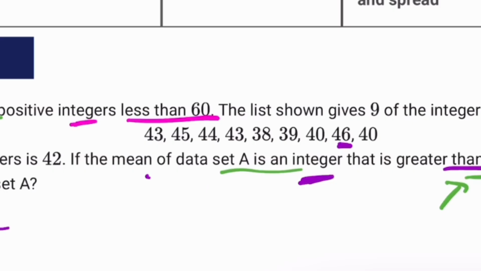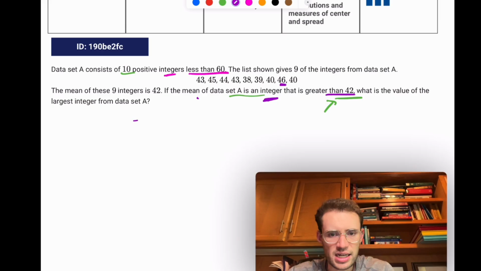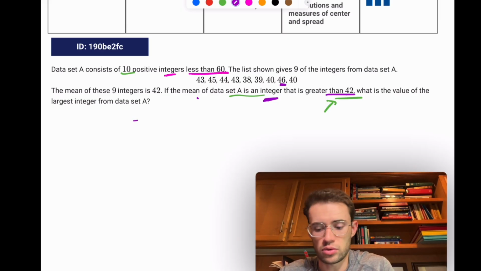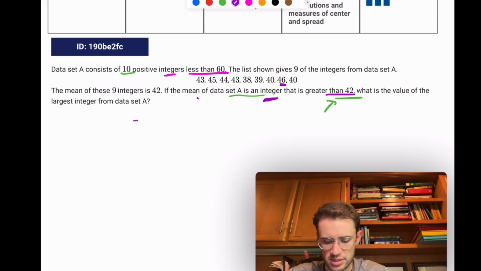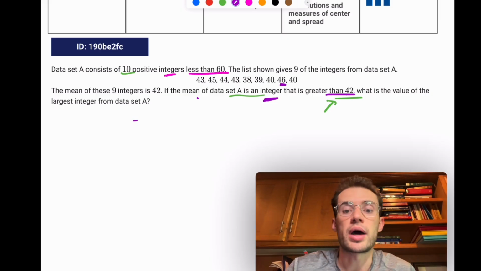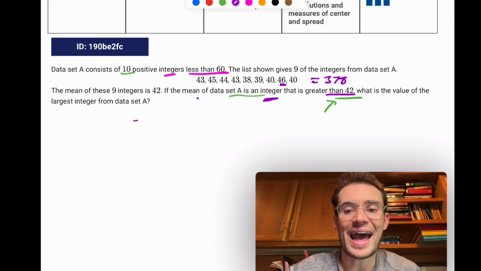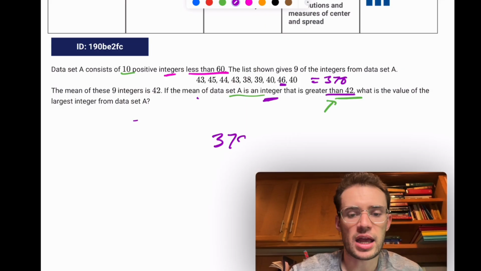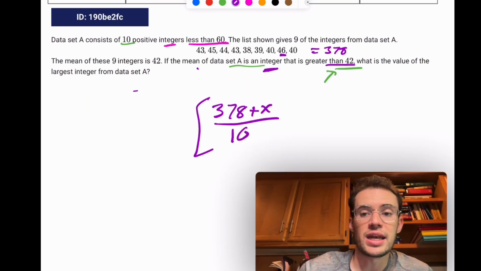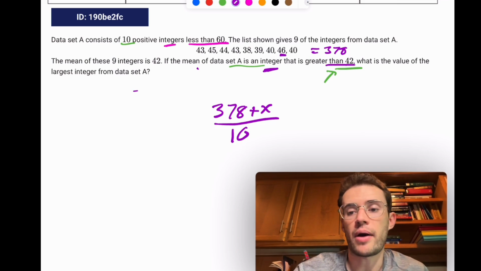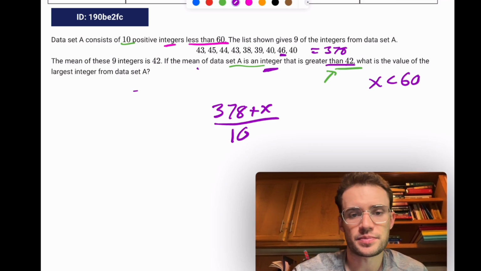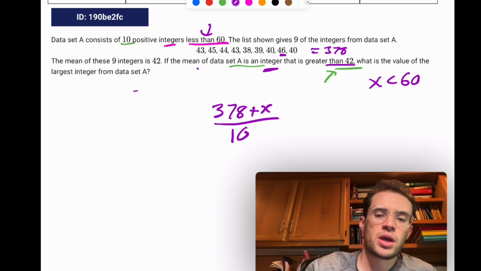We've got 43 plus 45 plus 44 plus 43 plus 38 plus 39 plus 40 plus 46 plus 40. That's the 9 integers they gave us. It should have an average of 42, so they should add up to 42 times 9, which is 378. And they do add up to 378. Then when you add in that last integer, 378 plus x, you'd have to divide it by 10. This whole thing needs to be equal to an integer greater than 42. And we know x has to be less than 60. It doesn't say less than or equal to, it's less than 60.